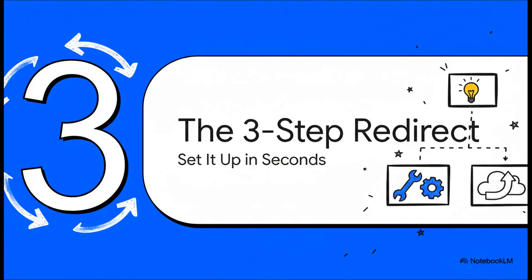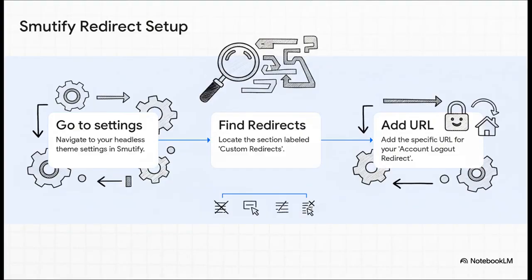And you want to know the best part? Implementing it takes, and I'm not kidding, less than a minute. It's a dead simple 3-step process. No, really, it is this easy. You just go into your theme settings, you find the custom redirect section, and then you literally just paste in the URL you want people to go to when they log out. That's it. No code, no API calls, just a little copy and paste, and your problem is solved.